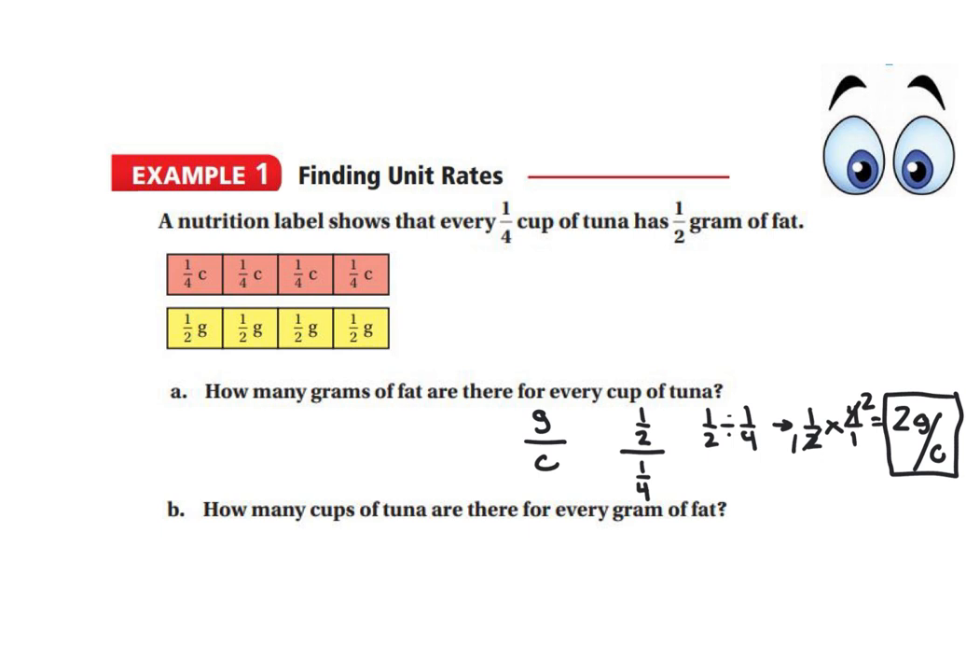B says how many cups of tuna are there for every gram. So our rate is just going to change to cups per gram, which is now going to change our fraction to 1/4 over 1/2. So 1/4 divided by 1/2, multiplied by the reciprocal, 1/4 times 2 over 1. And now when we cross simplify, we get 1/2 cup per gram.